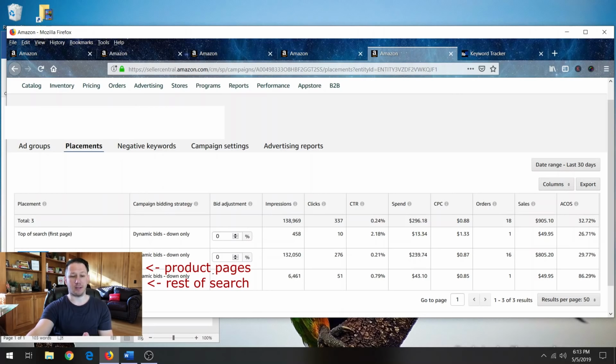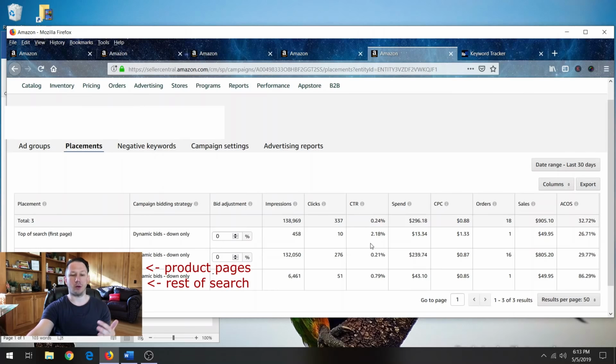So in this particular example, you could see that the product pages and the top of search both performed the same in ACoS, and rest of search was not really that good. It only has 1 sale here, but it just doesn't get a lot of results. But notice when I do get the top of search, look at my cost per click versus down here. Instead of 85 cents, it's $1.33 cost per click. That's like 50% more cost per click, but the ACoS was about the same. And again, I'm just not getting a lot of impressions.